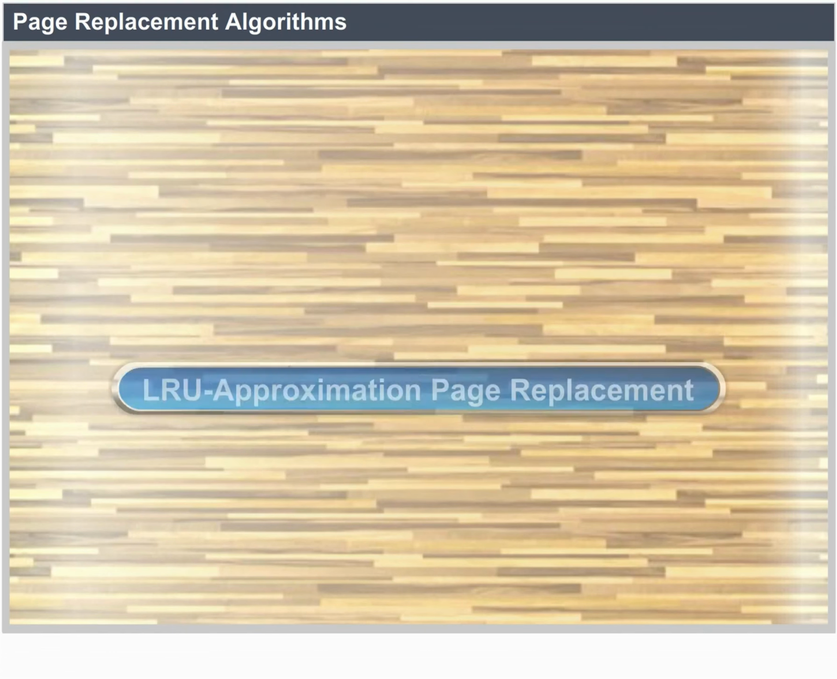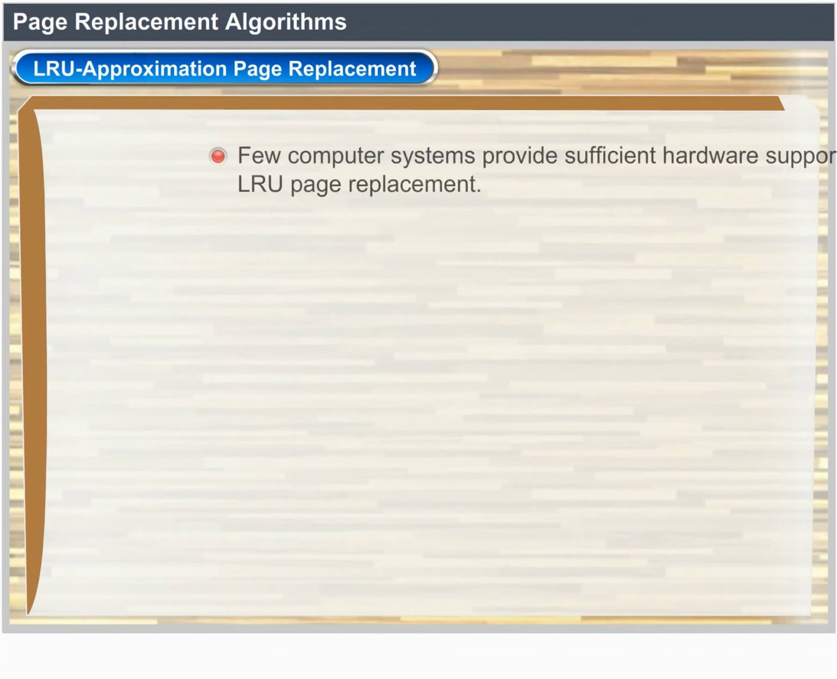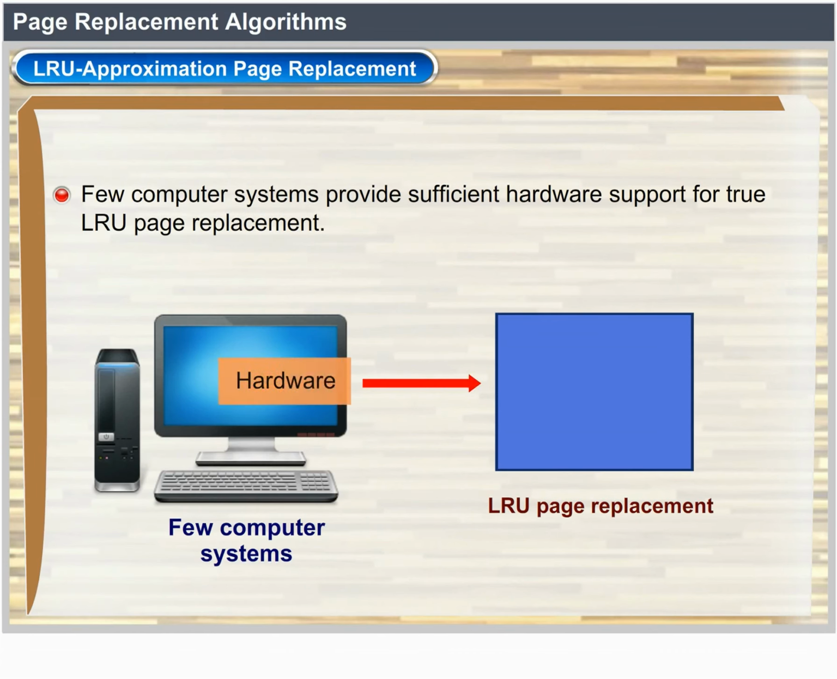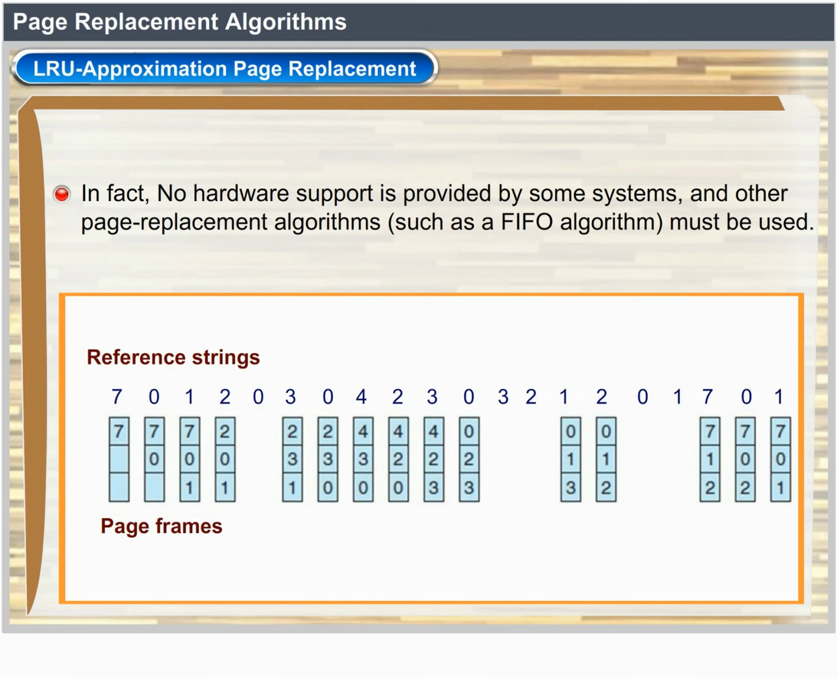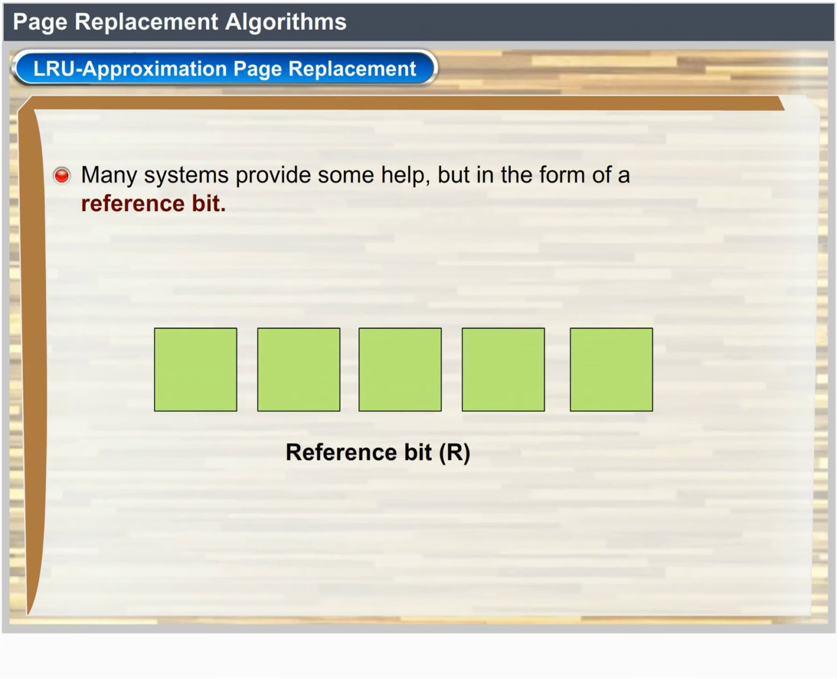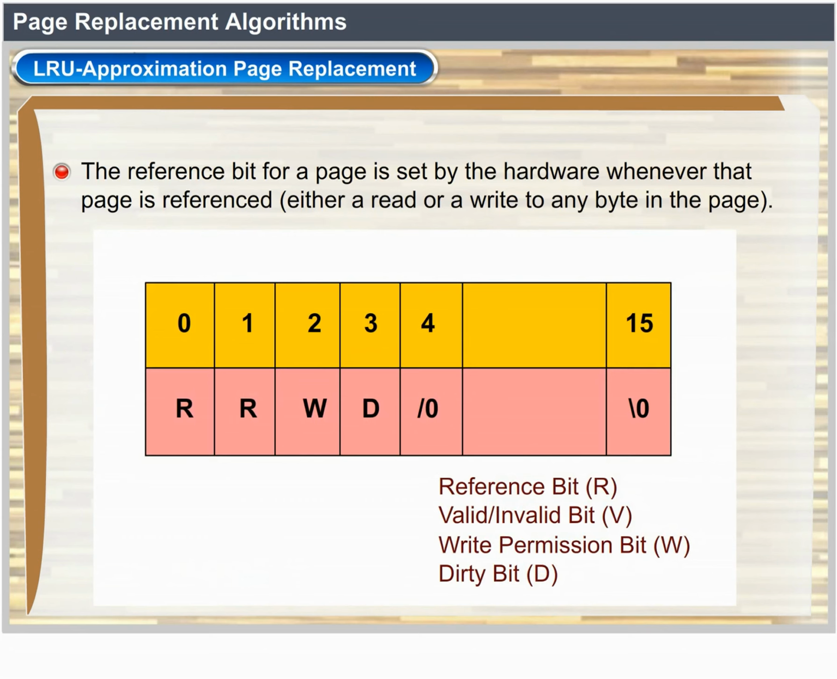LRU approximation page replacement. Few computer systems provide sufficient hardware support for true LRU page replacement. In fact, some systems provide no hardware support, and other page replacement algorithms, such as a FIFO algorithm, must be used. Many systems provide some help, however, in the form of a reference bit. The reference bit for a page is set by the hardware whenever that page is referenced, either a read or a write to any byte in the page.